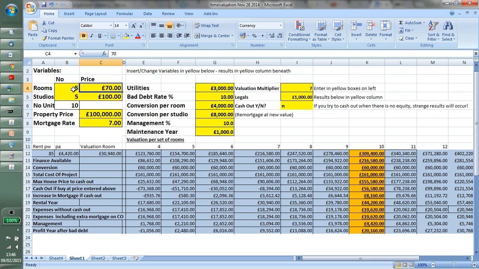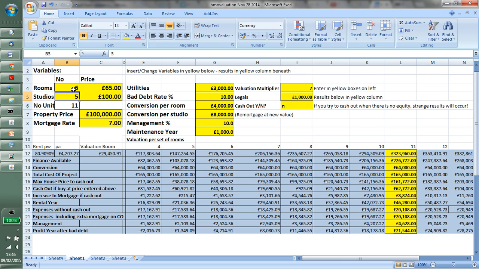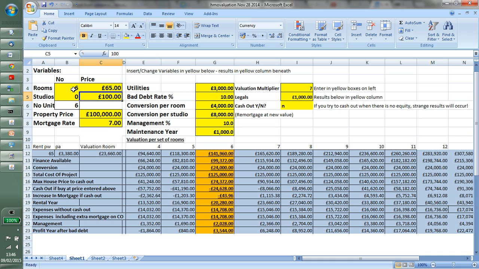Typical example might be 6 bedrooms at £65, no studios, doesn't matter then if you put a price in there, property price of £100,000, mortgage rate is 7%. We usually say that utilities are £3,500 per year for a 6 bedroom, bad debt of 10%, conversion £4,000 per room, doesn't matter what the studio rate is, 10% management, usually more like 12% for a lettings agency, £1,000 a year maintenance, and then the other two are 7 times and 1,000.